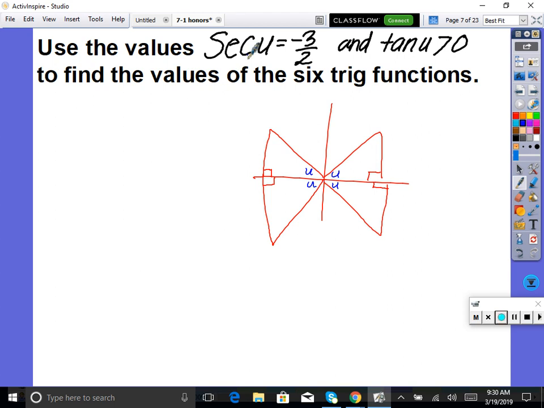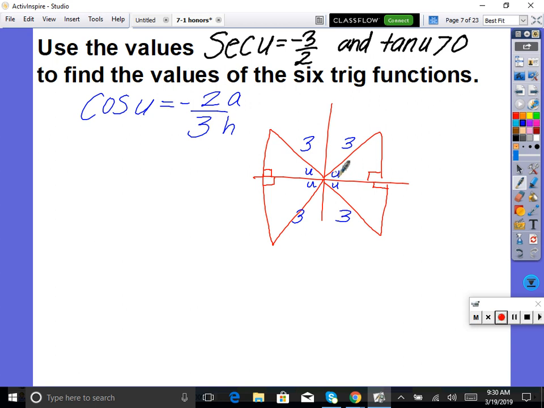Now we're told that secant, I would rather use cosine, so I'm going to go ahead and reciprocate it. Another true statement is cosine of u is equal to -2/3. Agreed? So we're given that the cosine of u is equal to adjacent over hypotenuse. So now our hypotenuse is always positive, just a reminder. So 3, 3, 3, 3. Now we're told our adjacent side is -2.